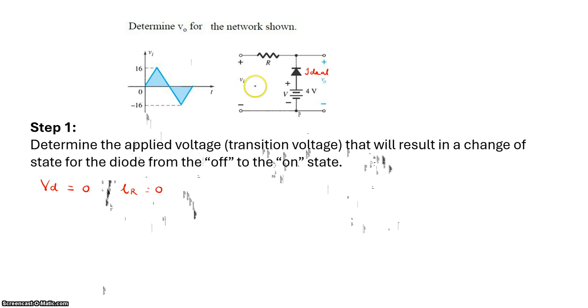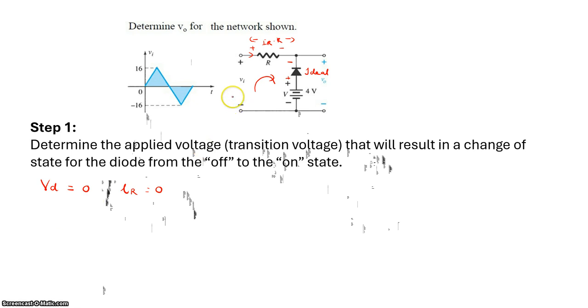So just apply your KVL in the normal manner. The current flows like this, so this is plus, this is minus. This is the current IR into R, that is the voltage drop across this VR. So the diode is minus here, plus here. The diode is placed in such a way that negative connects to the positive part of the supply voltage.